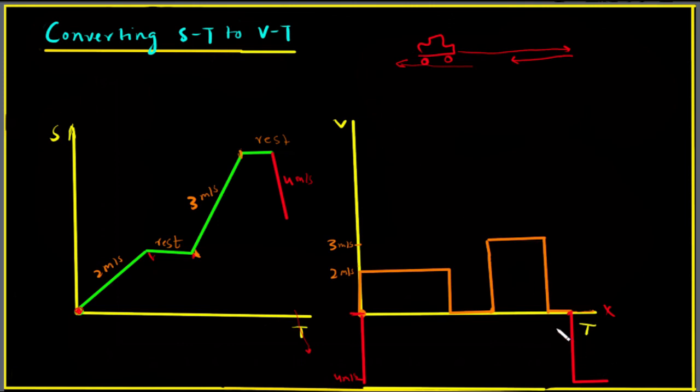In the velocity time graph, you just need to go down the negative axis to represent that the motion of the car is now backwards. So this is how you can interpret or translate a distance time graph into a velocity time graph.